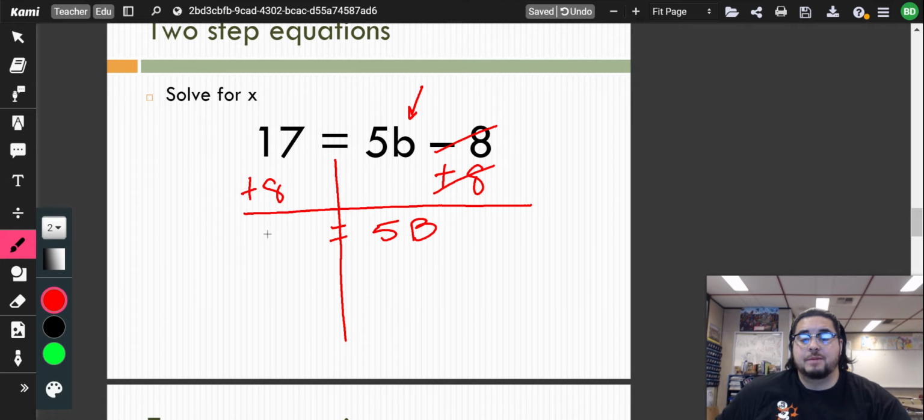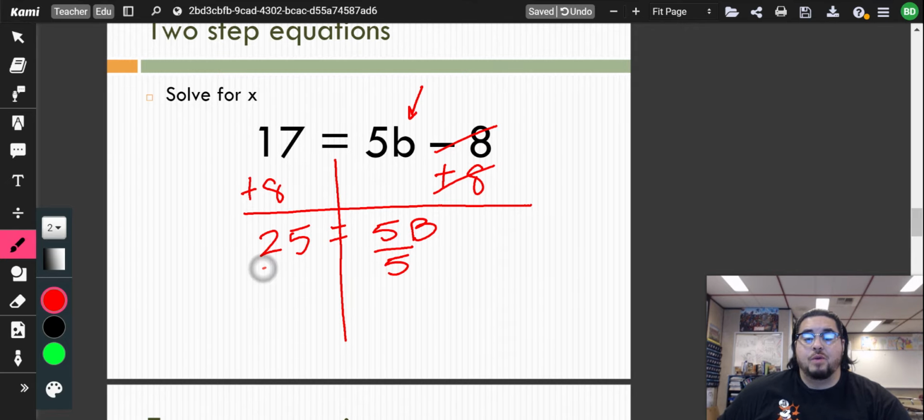And 17 plus 8 is going to give us 25. Now, in order to get b truly by itself, I have to get rid of this 5. And right now, 5 is being multiplied by b. So in order to get rid of multiplication, I'm going to divide by 5.